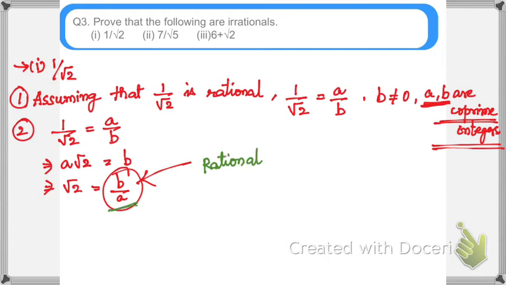As these are integers, integers will always give you a rational number. And now since we have already learned that integers are always rational, it will give you a rational number only. So this should also be rational because these two are equal, but we know that root 2 is irrational. So our assumption was wrong and 1 by root 2 is irrational. Okay, moving to the next question.